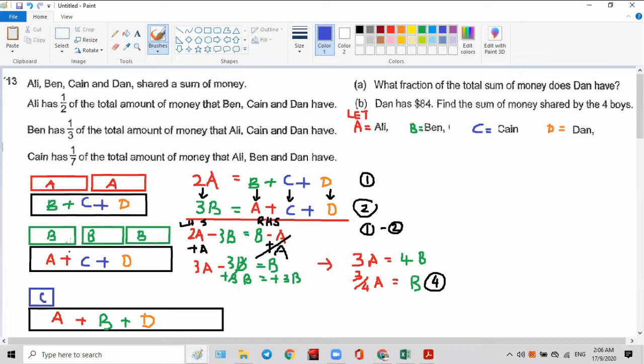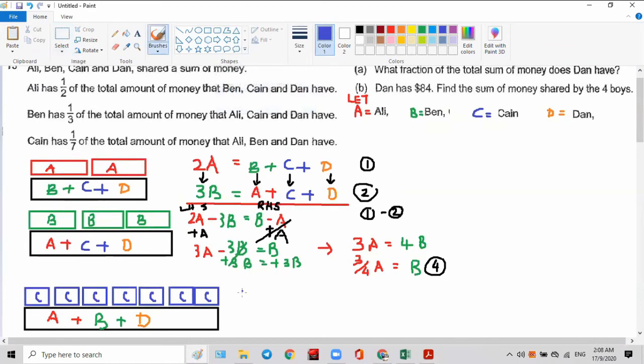So in order to maintain the balance, what we need is 7 boxes here. Let me try to draw them. So this method is the same as the earlier two methods, whereby I'm just drawing like A and A, B, B, B. I'm trying to draw 7 boxes of Cain here in order to balance the total amount of the A plus B plus D. Okay, so yeah, as you can see, there are 7 boxes. 1, 2, 3, 4, 5, 6, 7.